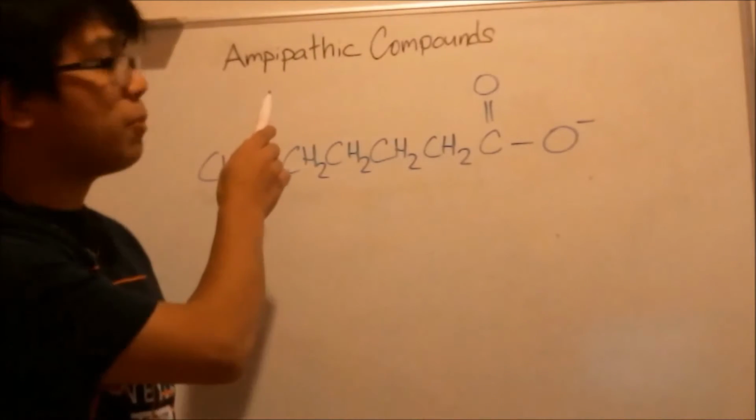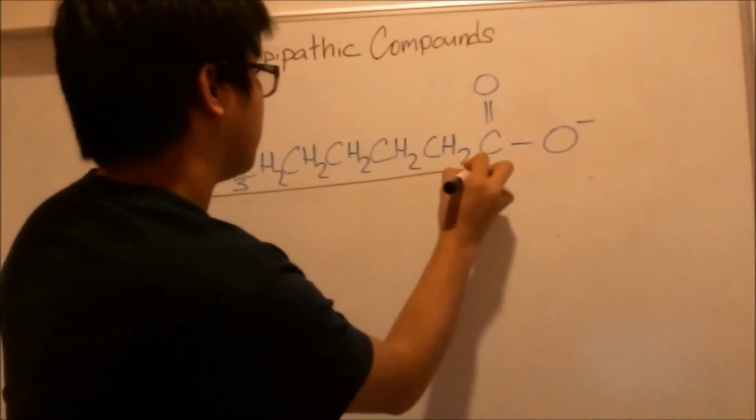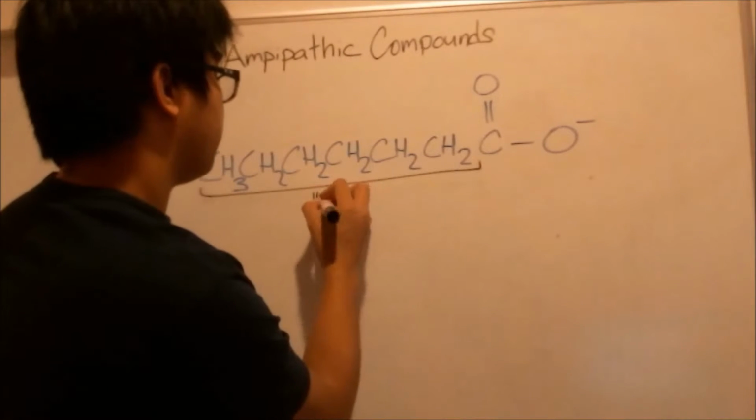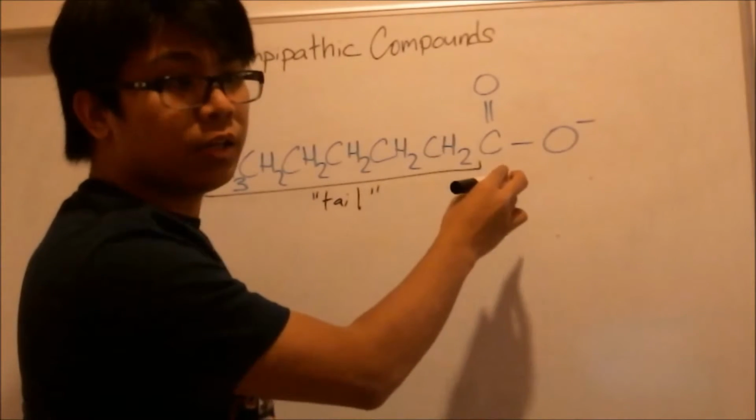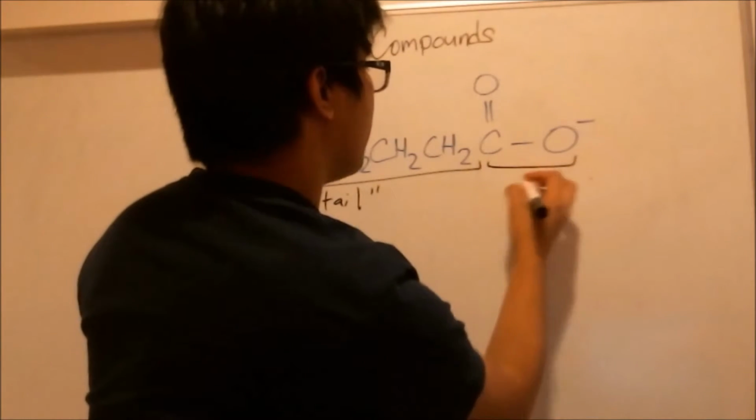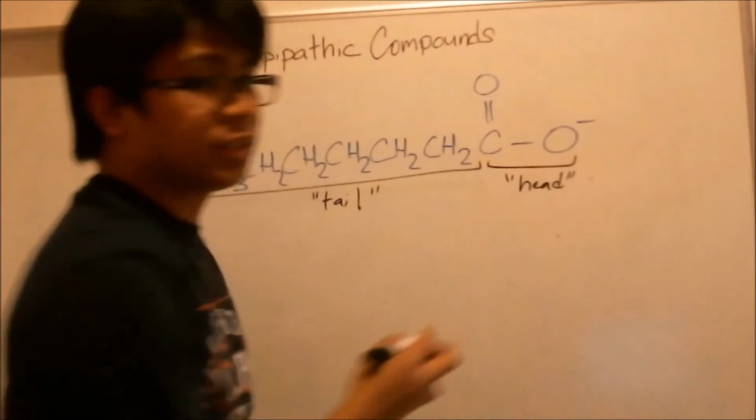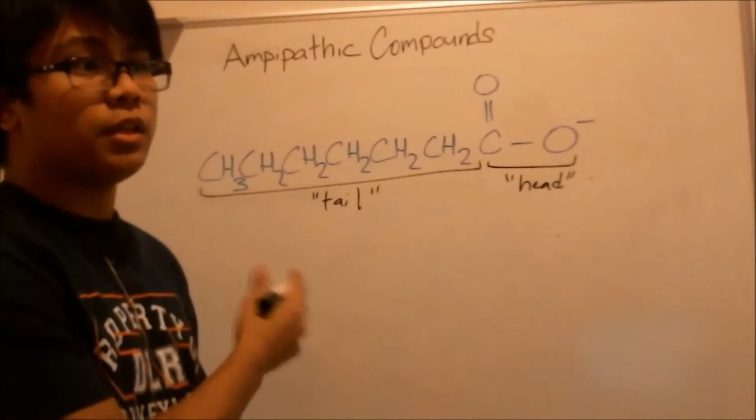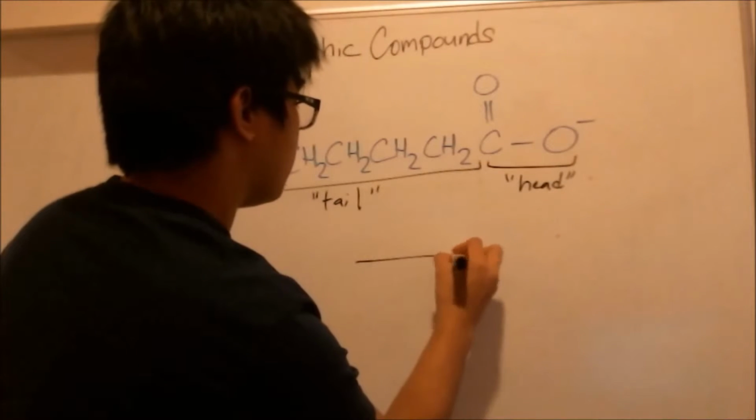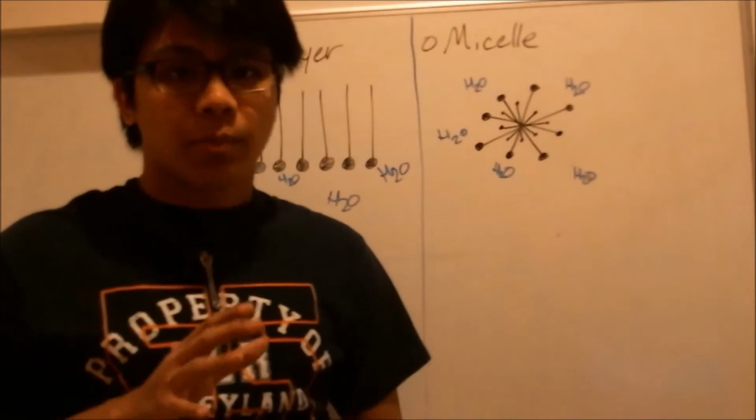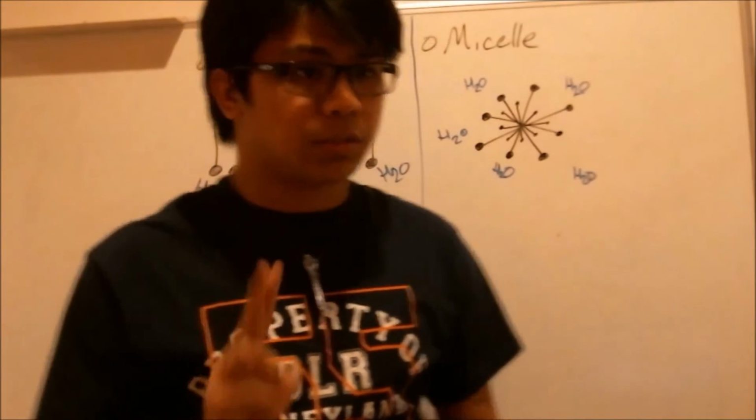Anyway, amphipathic compounds have both a hydrophobic part, which is called the tail, and a polar head, which is hydrophilic. And as I said before, this can be easily illustrated as the ball and stick mentioned before. When amphipathic compounds are added to water, they form one of two different things.